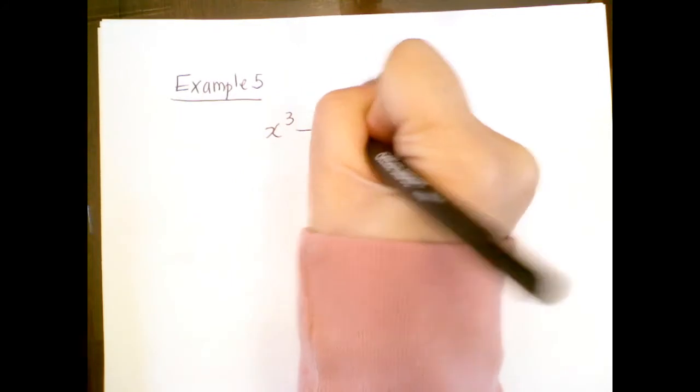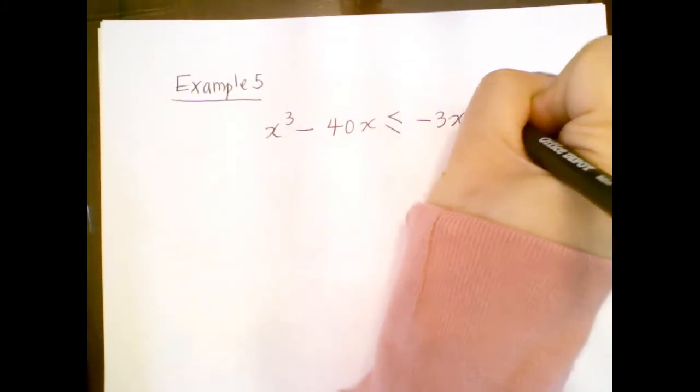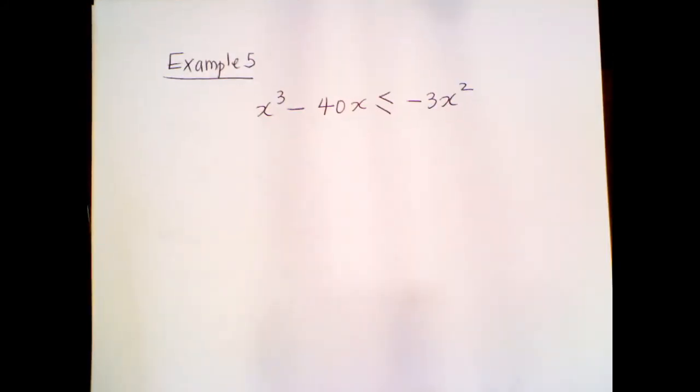I'm going to actually open up one of the exam problems that I gave last semester. Ooh, let's do this one. Try this. Write down x cubed minus 40x is less than or equal to -3x squared. Now, watch very carefully. I'll give you something like this for your classwork, okay? Example 5.